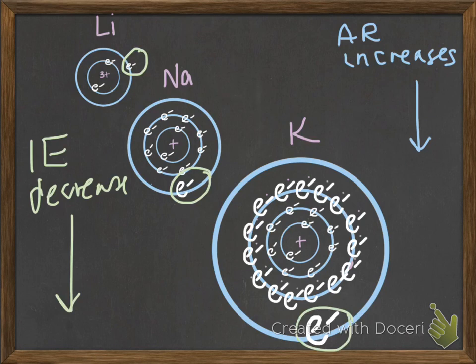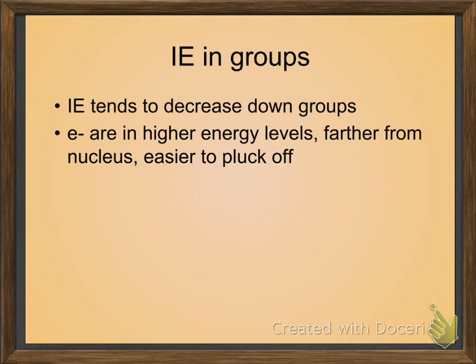Potassium's outer electron is shielded by 3 full layers. It's at a great distance from the nucleus. It's really easy to pull off. And as we go down further, cesium and rubidium have very, very low ionization energies, which is what we say here. As we go down a group, ionization energy tends to decrease. And again, if you can remember that atomic radius increases, you've really got the battle won. The electrons as we go down a group are in higher energy levels, they're out further from the nucleus, and they're just easier to pluck off.